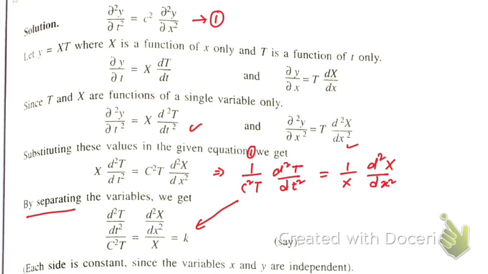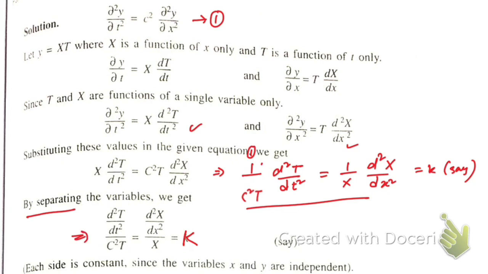Then we have considered each part equal to k. So this equation and this equation are both the same, right? They have written this c square t just below it, instead of writing it like this. So now we have considered that each side is equal to k.